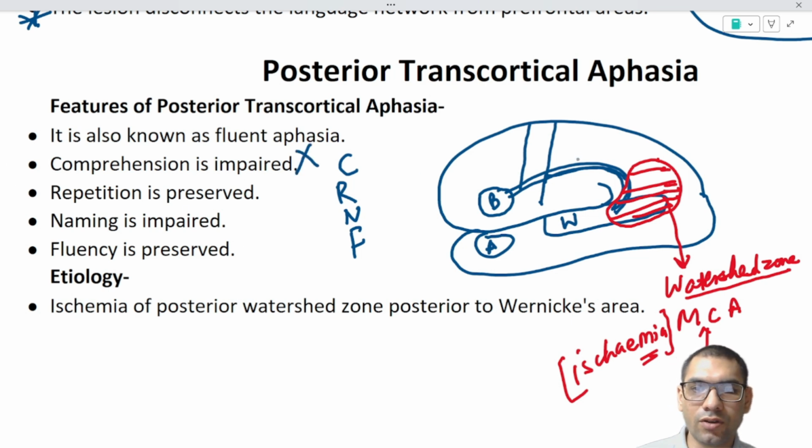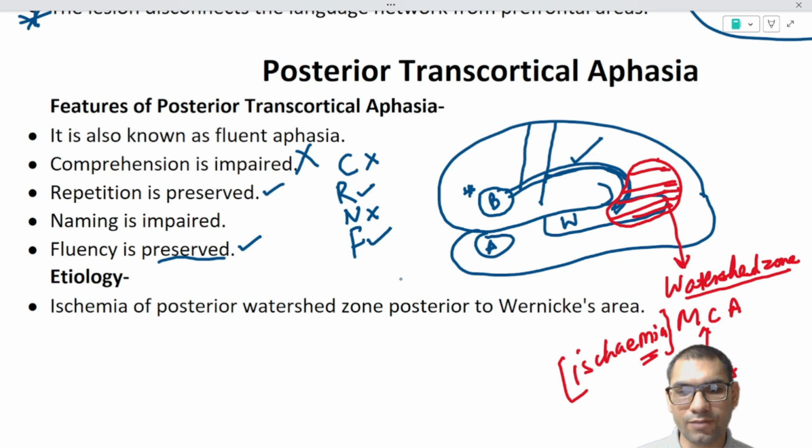Repetition is preserved because the phonological loop or the conduction pathway is intact, right? Comprehension is impaired, repetition is intact. Naming is impaired because some part of memory may be in this part of the cortex, so naming is also impaired. Fluency is preserved. Fluency is dependent on Broca's area, so fluency is preserved. So these are the four features of posterior transcortical aphasia. That is all about posterior transcortical aphasia.